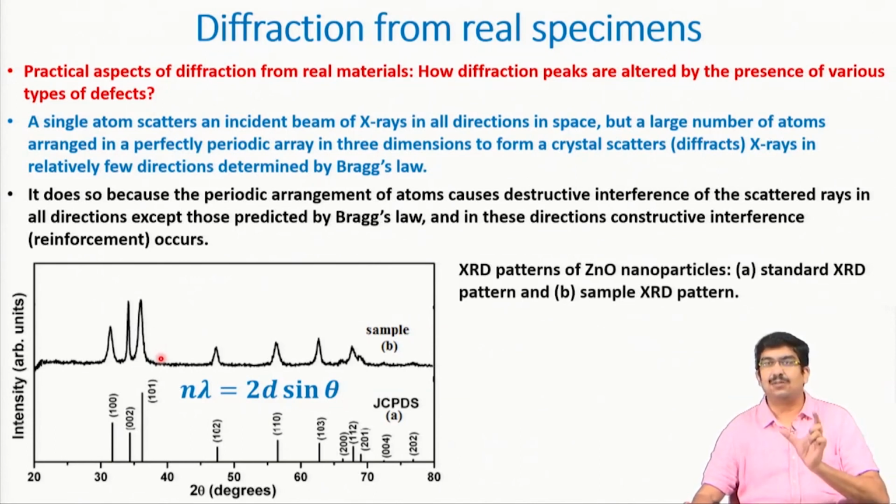The peak has a certain, finite width, number one. Second thing you can notice is that the structure factor and other factors, the intensity that you calculated, is not matching here. According to this, the 100 peak should have a higher intensity than the 002 peak, right?